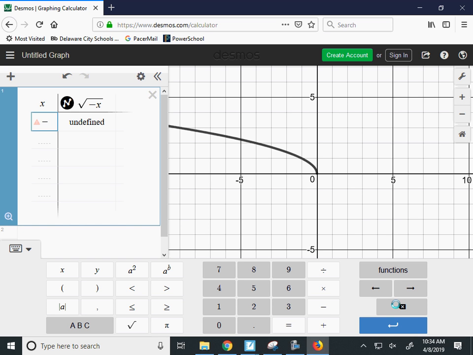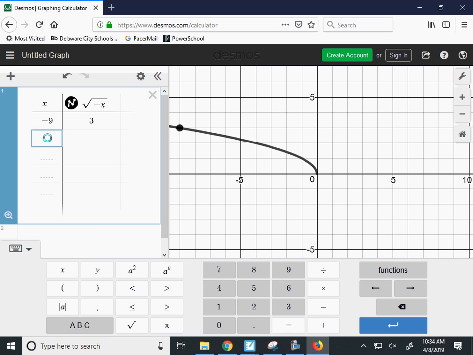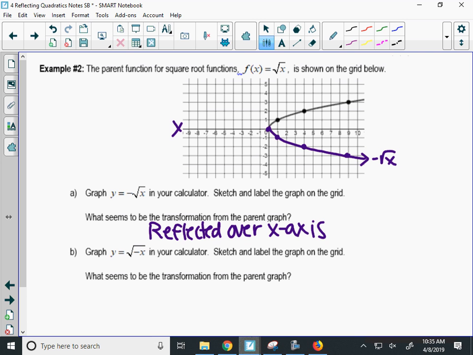We're going to do negative 9, negative 4, negative 1, and 0. Those points are going to be the good ones to graph. All right, so let's put those on our grid as well. When I look at those, it's easier to see this time that graph was reflected over the y-axis.